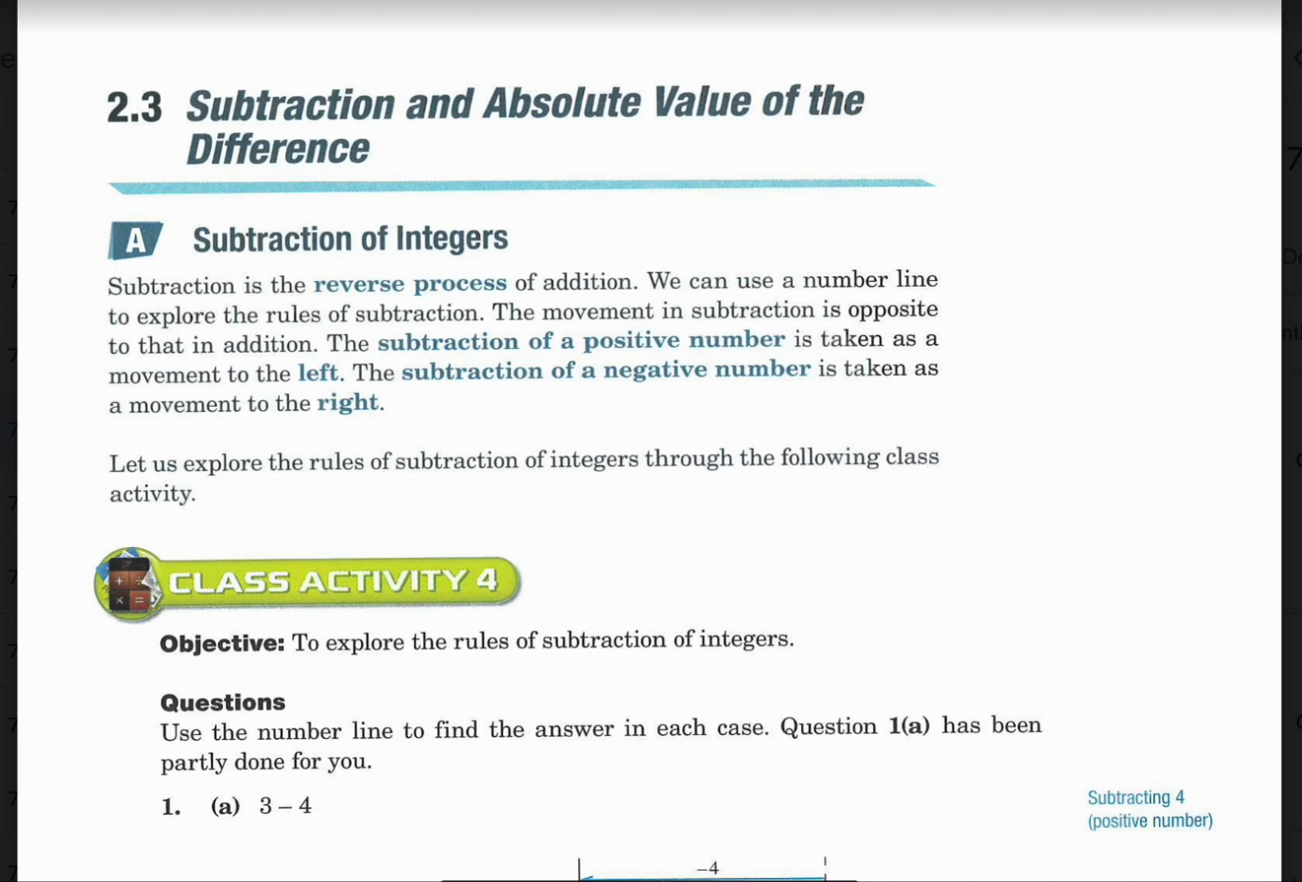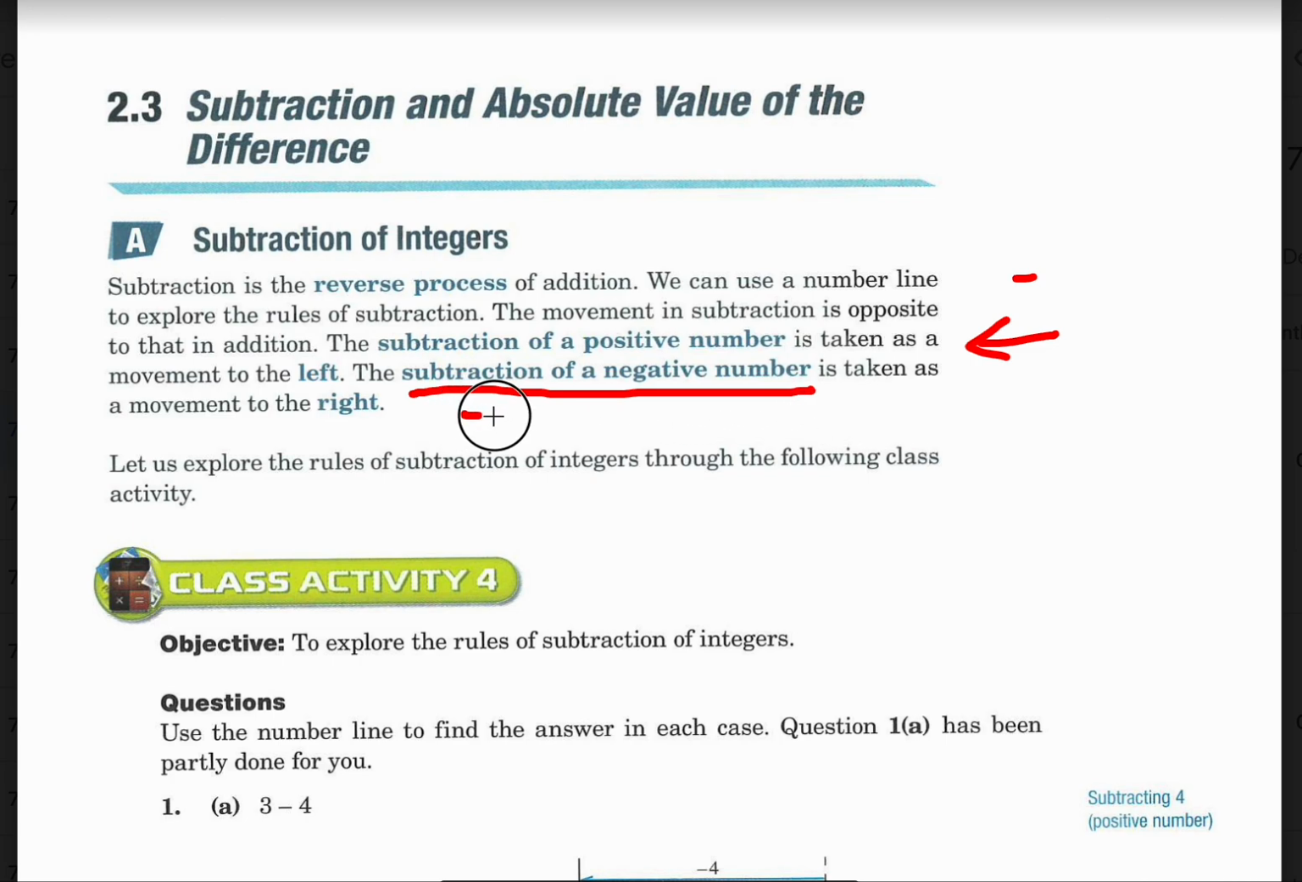Hi everyone, today we are talking about subtraction of integers and the absolute value of the difference. So subtraction is the reverse process of addition, and you can think about on the number line the subtraction of a positive number. Since you're subtracting, you're moving to the left. And today we're going to introduce the subtraction of a negative number.